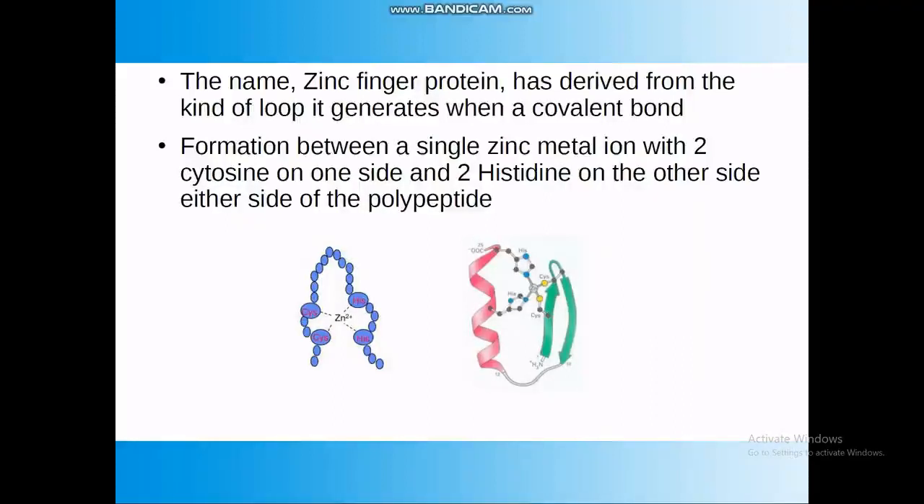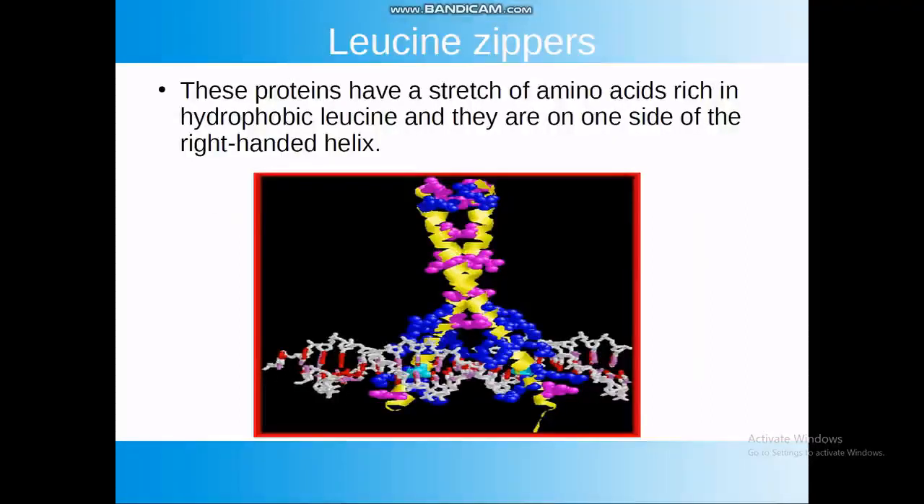The next structural domain is the leucine zippers. Leucine zippers are a stretch of amino acids which is rich in hydrophobic leucine, and they are on one side of the right-handed helix.